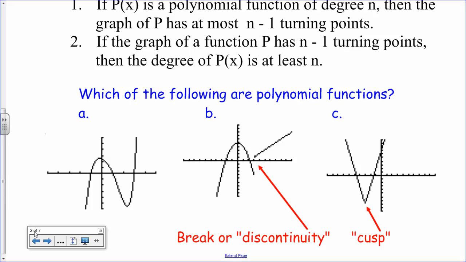Smooth means that these turning points are rounded. So if you have a point, that's called a cusp, like absolute value, that is not a polynomial function. Absolute value functions are functions, just not polynomial functions. So this one, A, is a polynomial function. B and C are not.